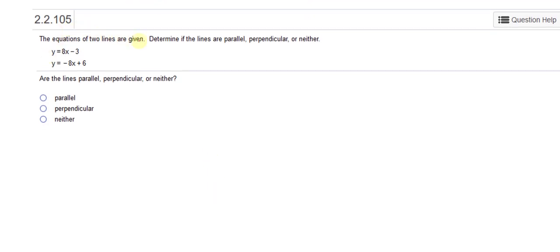The equations of two lines are given. Determine if the lines are parallel, perpendicular, or neither. So all you have to do now is find the slope of each line. This one has the slope which is 8, right? The other one has the slope m equal minus 8. Now they are not the same, and they are not negative reciprocals. So in this case, it's neither.